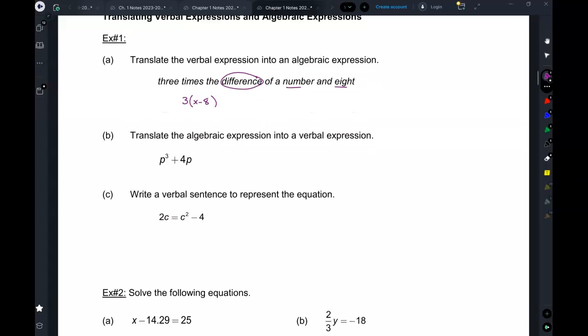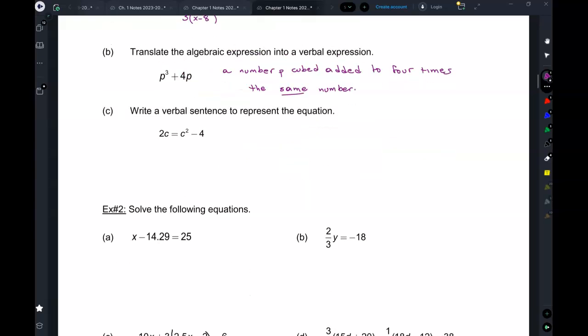All right, next we're going to translate this into a verbal expression. Here we have a number p which has been cubed. So we say a number. You can say a number p, or you could just say a number p cubed, added to, right, plus, added to 4 times, and here's the important part, the same number. Okay, and that's it.